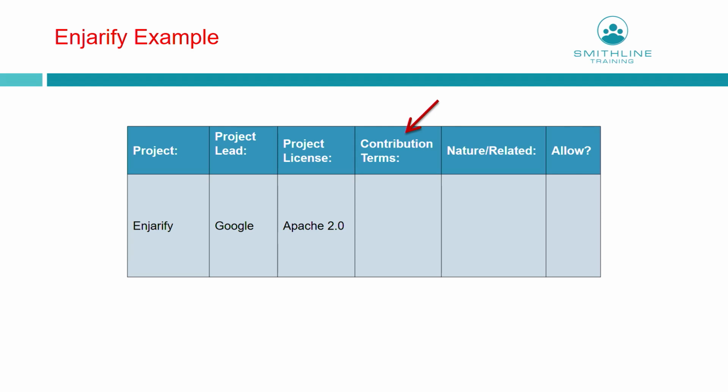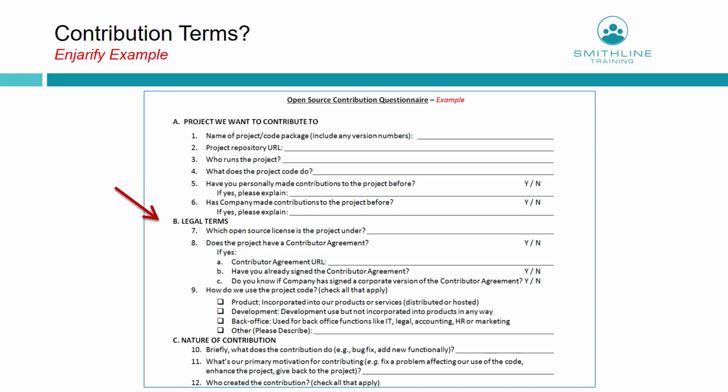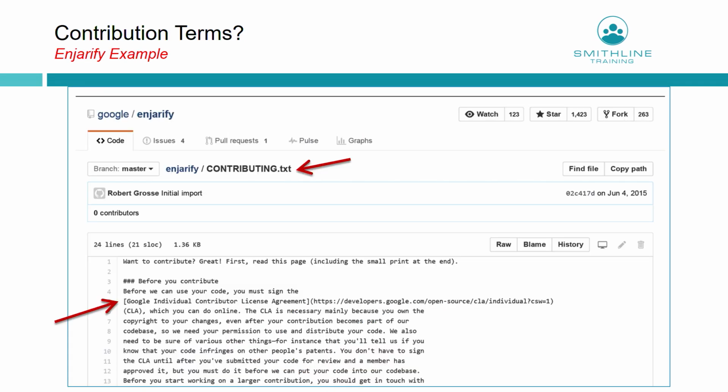So in order to determine whether we should make this contribution, we would suggest you follow those contribution questions. And the first one is, what are the legal terms under which we would make the contribution? And in this case, you would look at the questionnaire filled out by the engineers and see if they've identified a contributor license agreement, or you just go to the site and look at the contribution terms. And as we saw before, the contribution terms for contributing to Enjarify are the Google Individual Contributor License Agreement, and that license agreement is based on the Apache model, so it's our license model agreement.